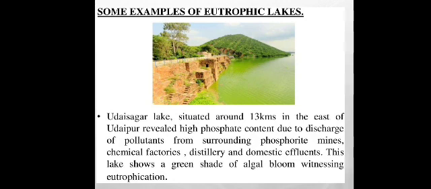Here we can see some examples of eutrophic lakes. Udai Sagar Lake, situated around 13 km east of Udaipur, revealed high phosphate content due to discharge of pollutants from surrounding phosphorite mines, chemical factories, distilleries and domestic effluent. These lakes show a green shade of algal bloom, witnessing eutrophication.